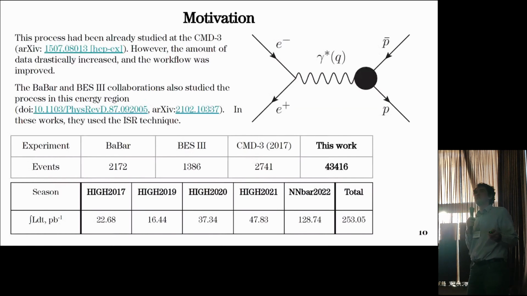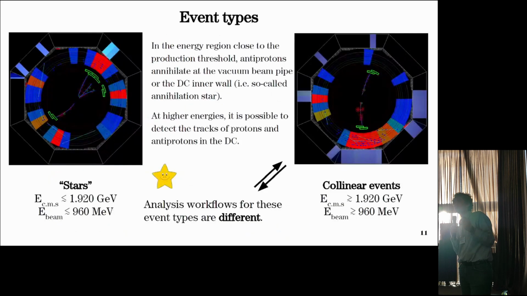Here you can see the statistics of this work and previous work. As you can see, we have 20 times more events, and it's superior to previous results. So it's a big opportunity to analyze this threshold region, not only for cross-section, but also for electromagnetic form factors, but I'll show it later.